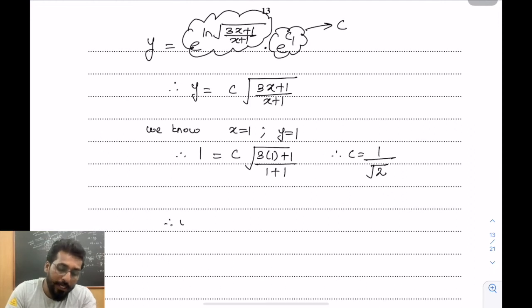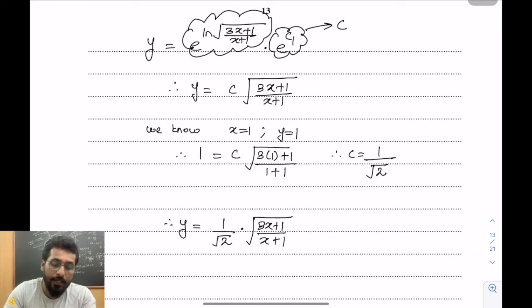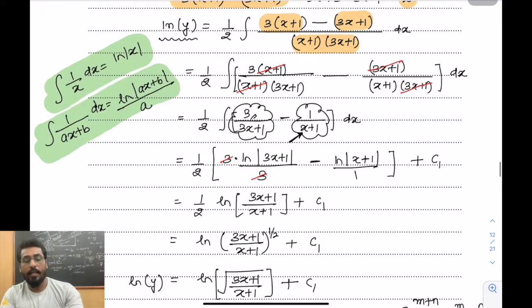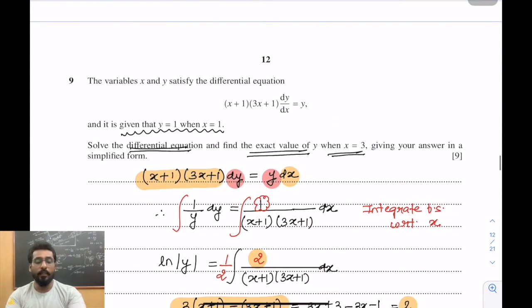So what does y come? So y comes, c is 1 upon root 2 multiplied with root of (3x plus 1) divided by (x plus 1). So I have got the value of y. Right, students? I've got the value of y. Now what is he asking? Find the exact value of y when x is equal to 3.